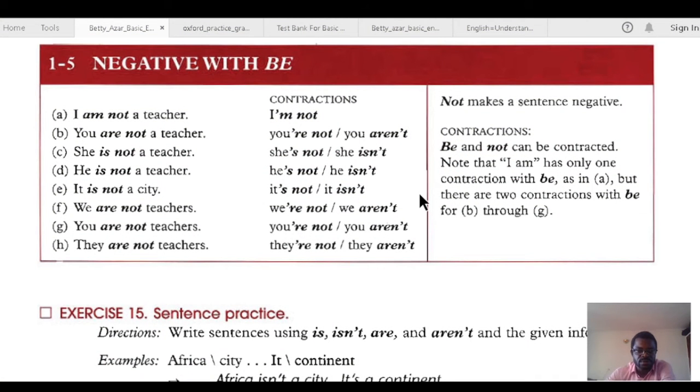Here we are. We'll be starting first with the negatives. Negative with be. Okay, you know your verb be: am, is, are. They're very important. So, I am not a teacher. I'm not a teacher, the contraction form. I expect you guys to know this, but in case you don't, it's a good opportunity for you to look at them one more time. Make sure you really are not leaving anything behind.